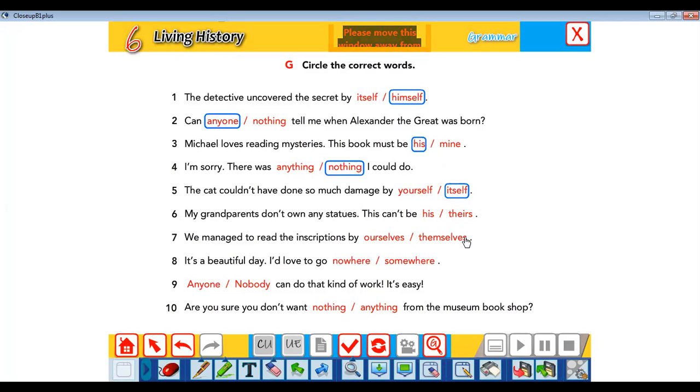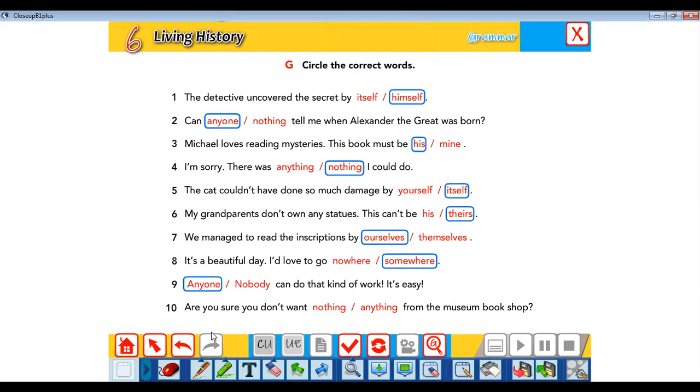It's okay. Number 6, my grandparents. Theirs, yes, because we are talking about plural here. And parents. It's okay. Number 7. Ourselves, because we have we. Yes. Number 8. Somewhere, yes. Number 9. Anyone, yes, anyone can do that kind of work.